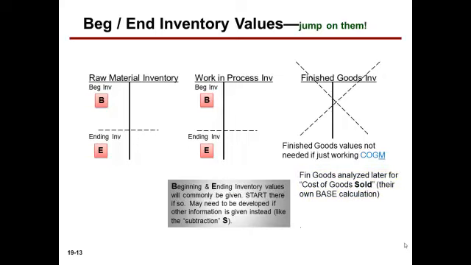Beginning and ending inventory values for raw materials and work in process will commonly be given. Start here if so. You may need to develop them if other information is given instead, like the subtraction itself, the S out of work in process, or the S out of raw material inventory. Be alert to that.